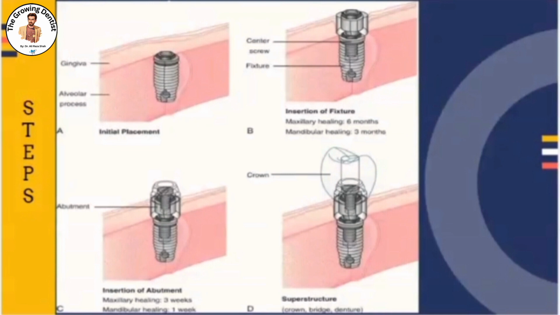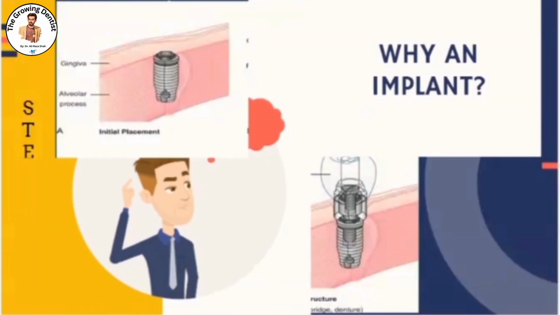The second figure shows placement of the screw once the healing period is completed, and this screw is left uncovered, which means it is not covered by the gingiva. It is then left for a few weeks before the insertion of the abutment into it, as shown in the third figure. It takes up to 3 weeks for the maxilla and 1 week for the mandible. The last figure shows when the abutment is inserted. An impression is taken to make the superstructure, for example a crown, bridge or denture.